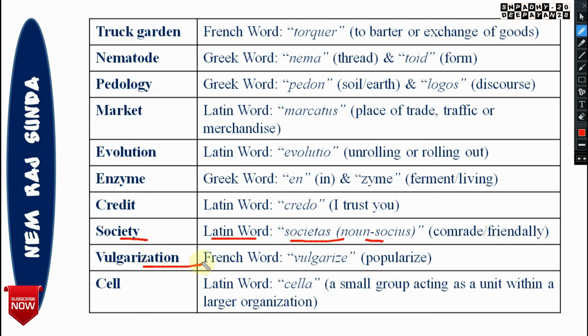Similarly, vulgarization came from the French word. Here you see some difference: vulgarization is a French word, rock garden is a French word, and monsoon is an Arabic word. Vulgarization came from the French word vulgarize, meaning popularize. Then coming to cell, which all of you know, that came from the Latin word cella, meaning a small group acting as a unit within a large organization.